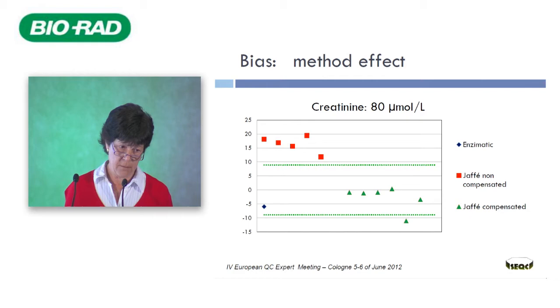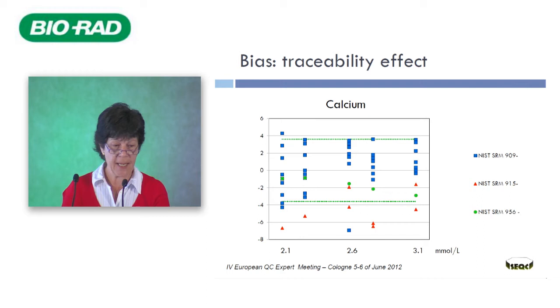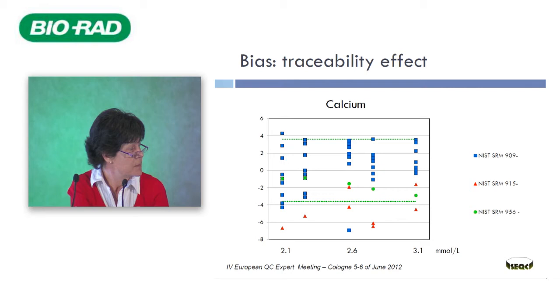In this slide, you can see the individual laboratory deviation from reference method of calcium at different concentration levels. Green lines here correspond to the minimum specification of total error. The majority of the results from laboratories using a routine calibrator traceable to the NIST SRM 915 standard give low results in red. This standard is an aqueous solution which is non-commutable with human serum, so the traceability chain has been broken.